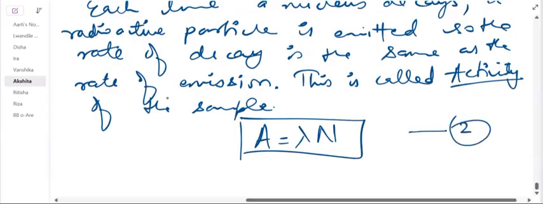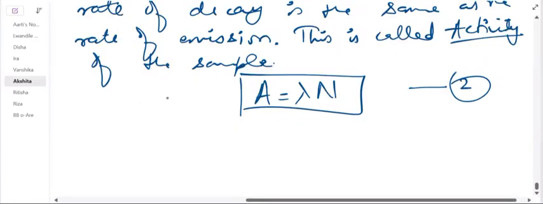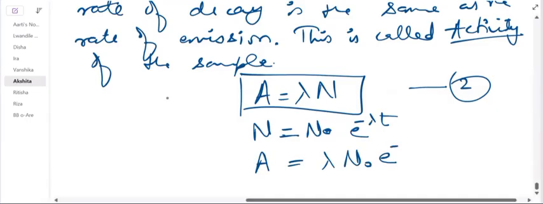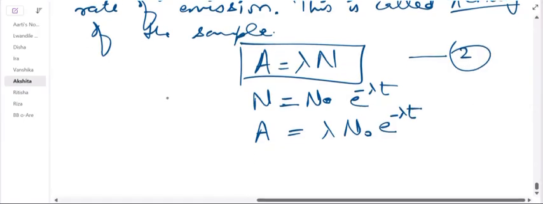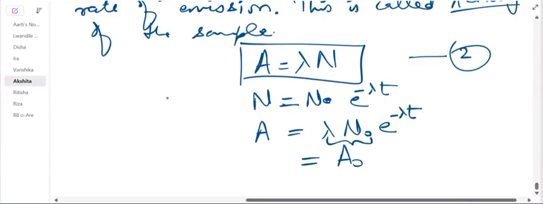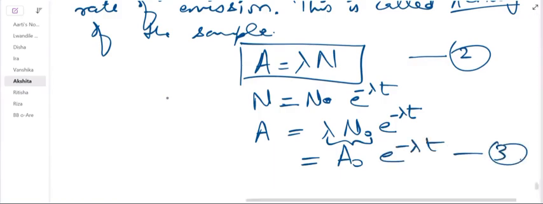So this is the equation. Okay. Now as we are aware, N equals N naught e to the power minus lambda t. So A can also be written as lambda times N naught e to the power minus lambda t, which will be nothing but A naught e to the power minus lambda t. Correct? Yes, ma'am. So this is the third equation. Any doubts? No, ma'am. I'm just copying, one second. Okay, do it.